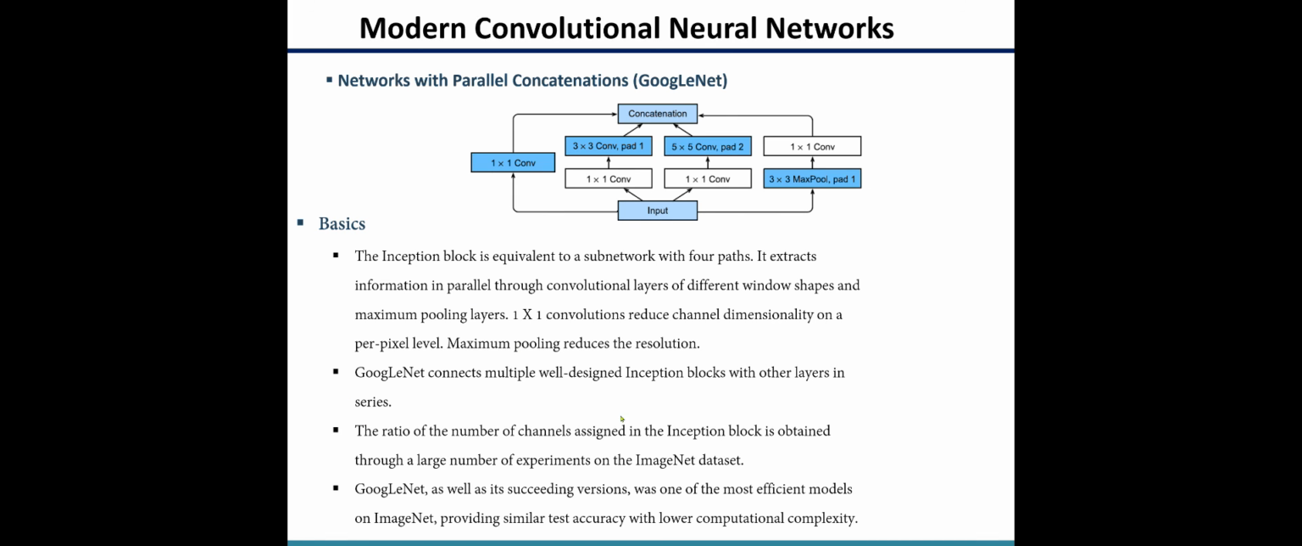So GoogleNet connects multiple well-designed inception blocks with other layers in series. The ratio of the number of channels assigned in the inception block is obtained through a large number of experiments on the ImageNet dataset. So GoogleNet, as well as the succeeding versions, was one of the most efficient models on ImageNet, providing similar test accuracy with lower computational complexity.